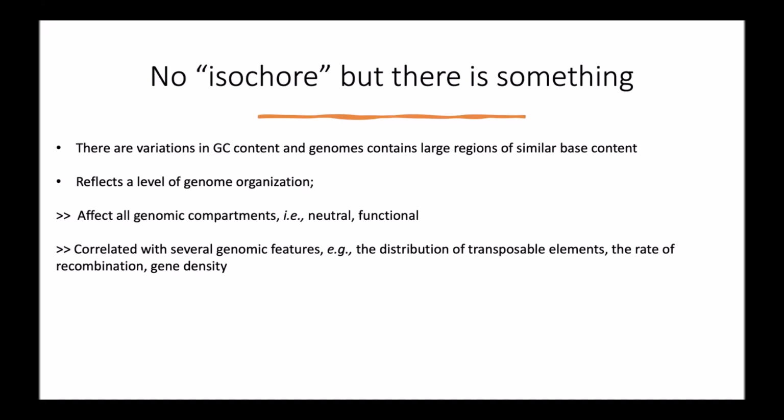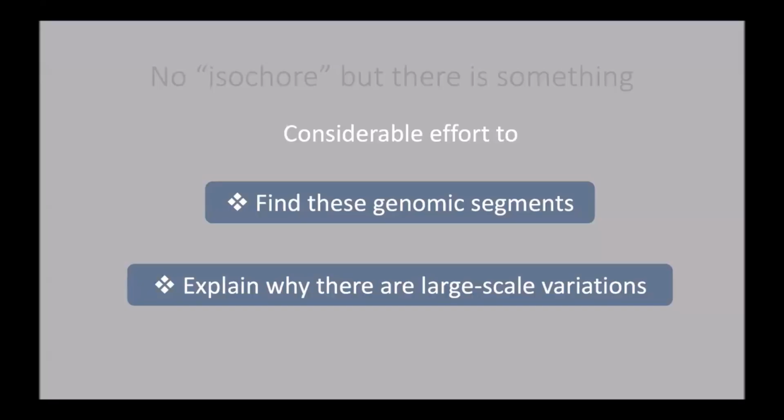Also, they have been found to correlate with other features of the genome, like the distribution of genes or transposable elements or the recombination rate. That's why it's obvious these variations reflect some kind of component of genome evolution. That's why there has been considerable effort to find these genomic segments and explain why there are these variations.